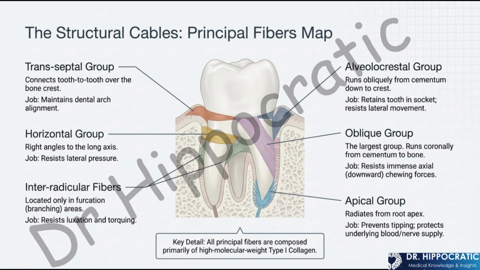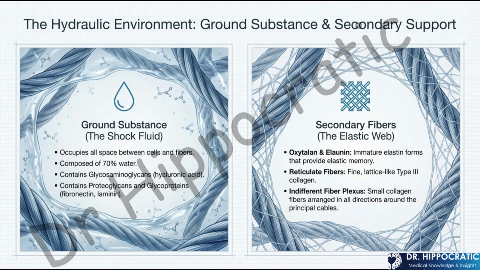Let's look at what surrounds them, now coming to the next slide. Now we examine the hydraulic environment. The microscopic space between all those collagen cables is filled with something called ground substance, backed up by a secondary support network. The ground substance acts as the primary shock fluid, right? The presentation notes it's 70% water, packed with glycosaminoglycans, specifically hyaluronic acid, along with proteoglycans and glycoproteins.